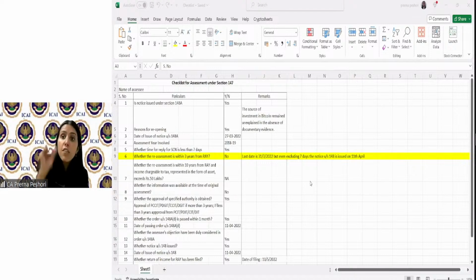So that even if there is one procedural lapse, you can attack it during the assessment. I'll tell you one provision, 292BB. If you cooperate without raising an objection at the assessment stage for any procedural lapse, you cannot raise that objection later on. What is that section? Section 292BB.